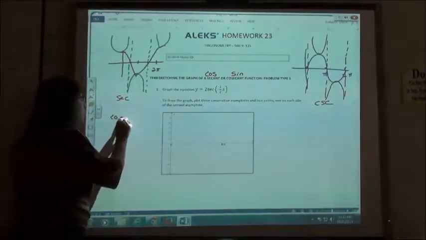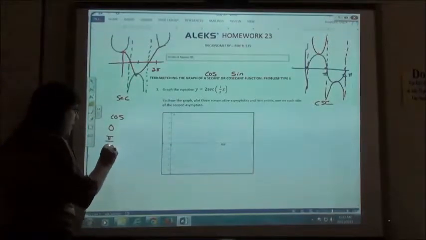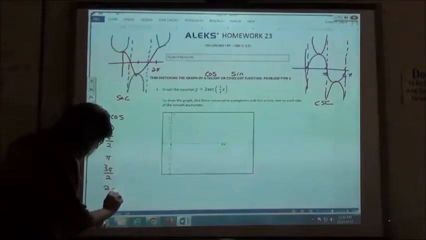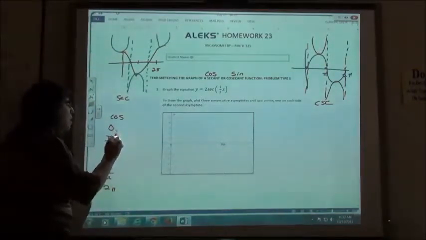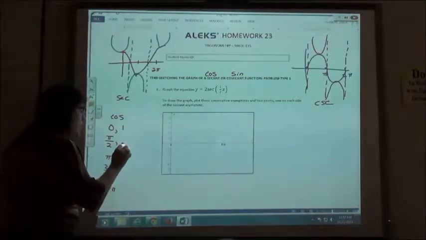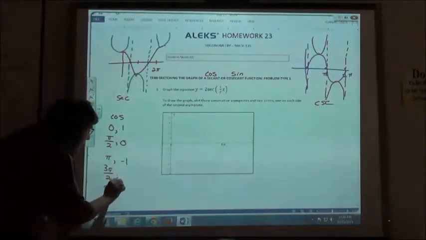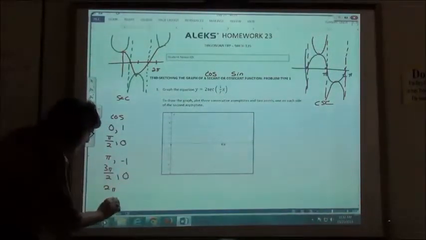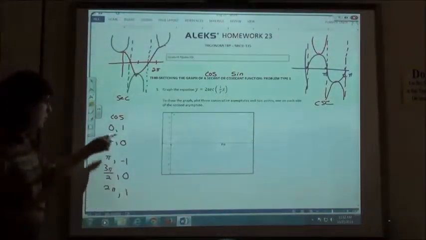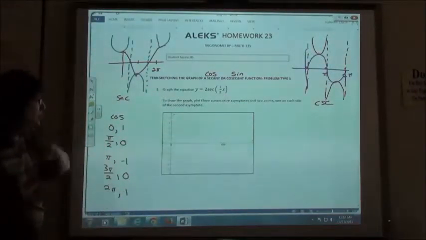So for my normal cosine values, we said that we had 0, pi over 2, pi, 3 pi over 2, and 2 pi. At 0, we're normally up at the amplitude. At pi over 2, we're normally at 0. At pi, we're at negative the amplitude. At 3 pi over 2, we're normally at 0. And at 2 pi, we're normally at the positive amplitude. So I'm going to take the 1 times the amplitude, negative 1 times the amplitude, and so forth.